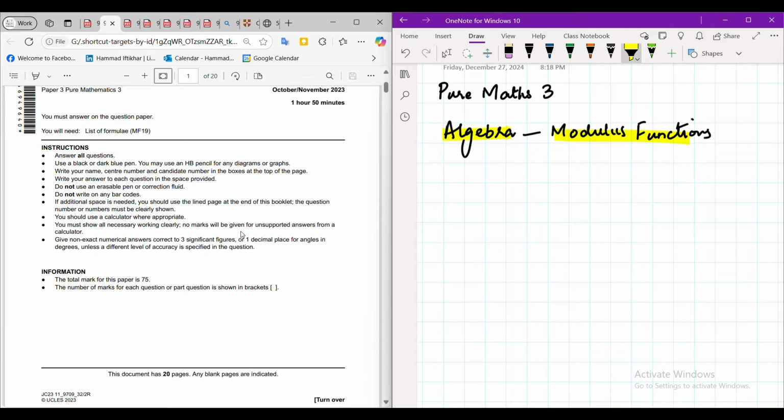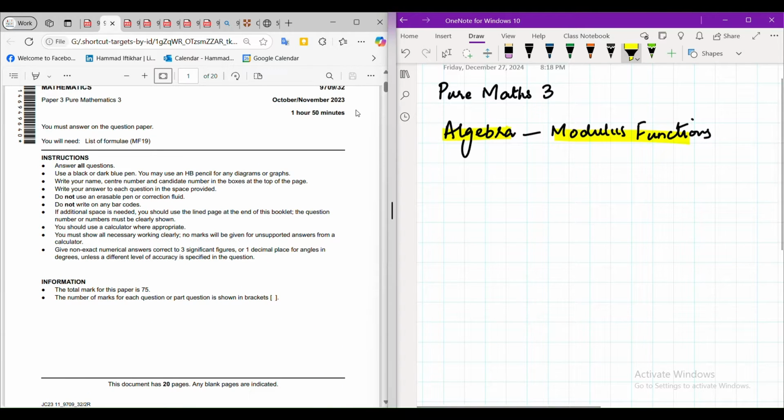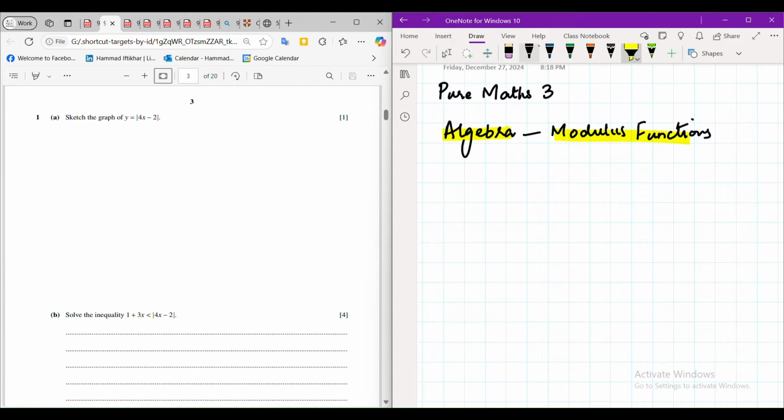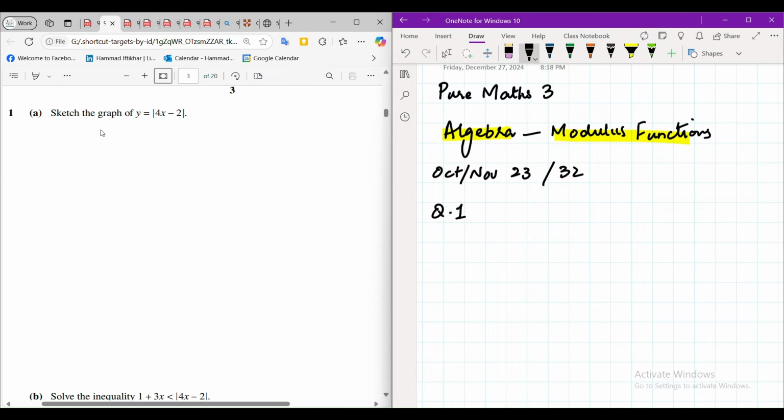This paper is October-November 2023 and paper variant 3.2. October-November 23 variant 3.2, and this is question number 1. Sketch the graph of y is equal to |4x minus 2|.